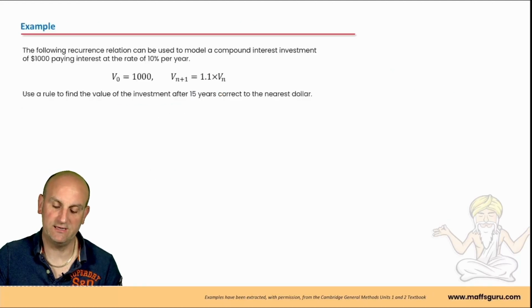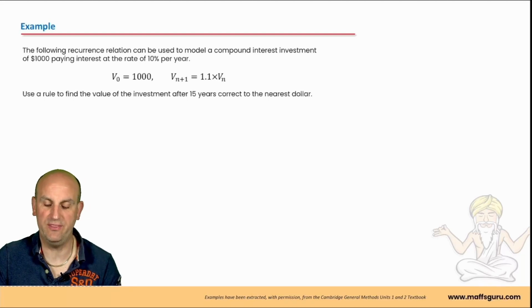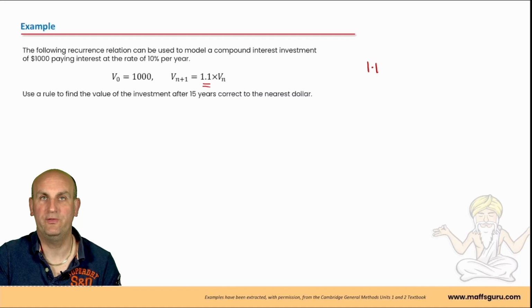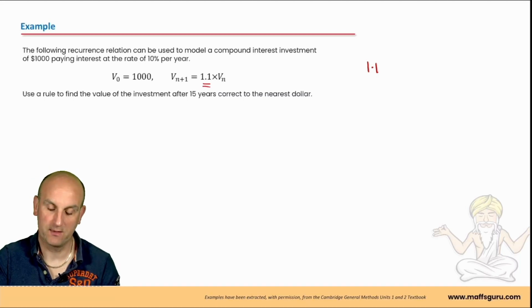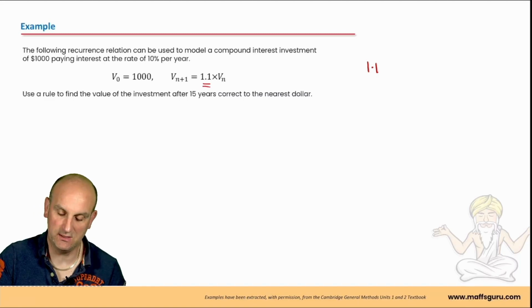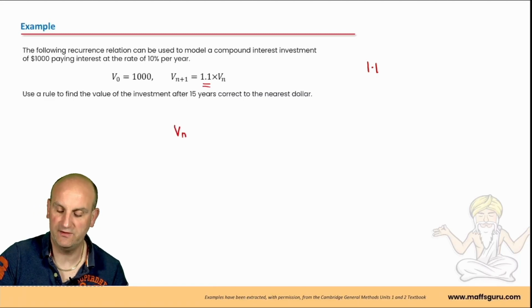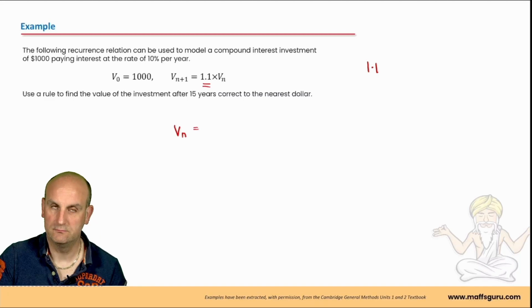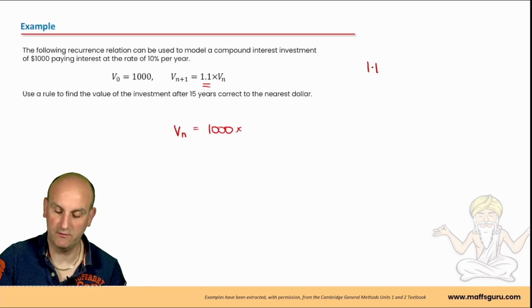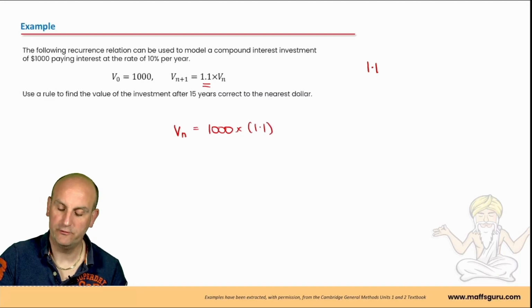The following recurrence relationship can be used to model a compound interest investment of $1,000 paying interest rate of 10% per year. Again, look at the multiplier. It's 1.1. If you've watched my previous video, you'll know that's a 10% increase per year. Use a rule to find the value of the investment after 15 years. Well, we can find a rule. The rule starts with V of n equals V0, which is 1,000, times R, which is my multiplier, 1.1 to the power of n.